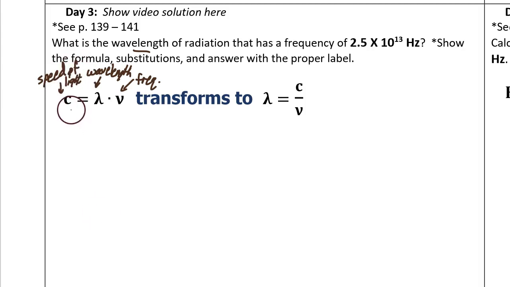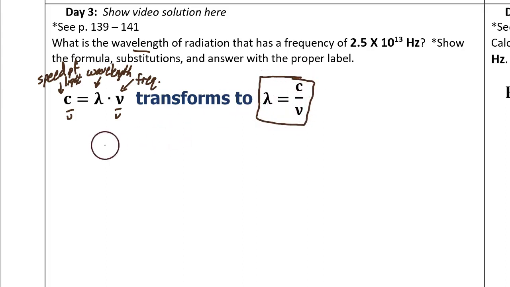The first thing we need to do in this problem is transform this basic formula so that it has wavelength alone. And wavelength is the lambda symbol. To get the lambda alone, you would divide both sides by the nu. That creates lambda equals c divided by nu. So right here in the box is our formula.